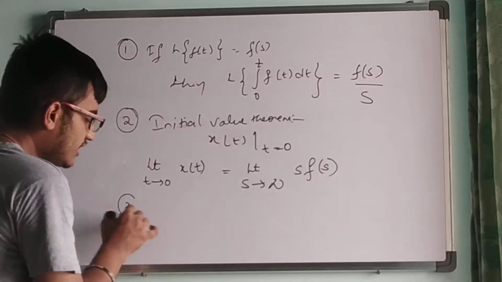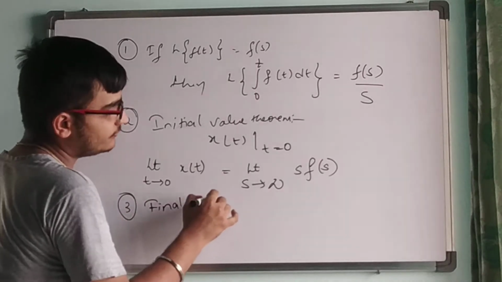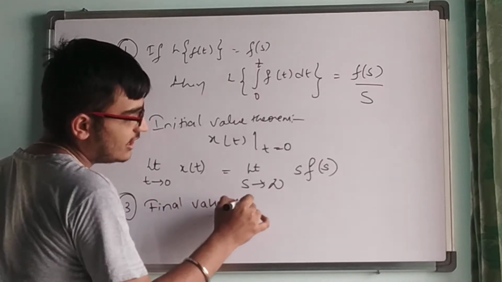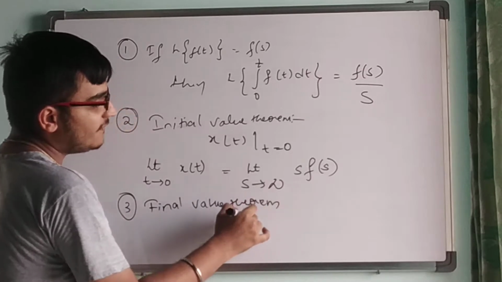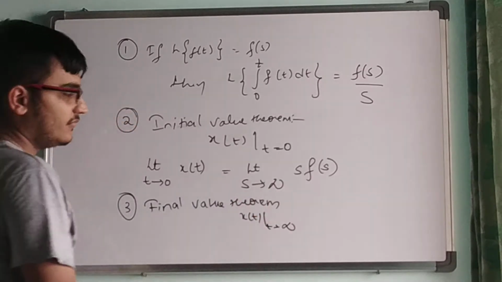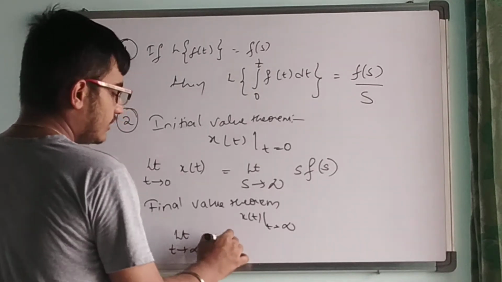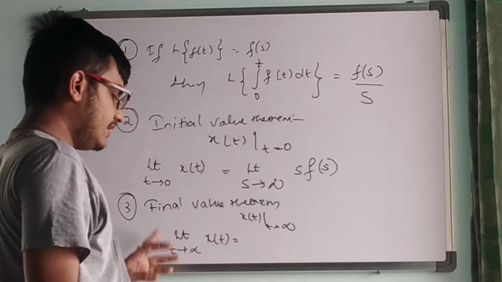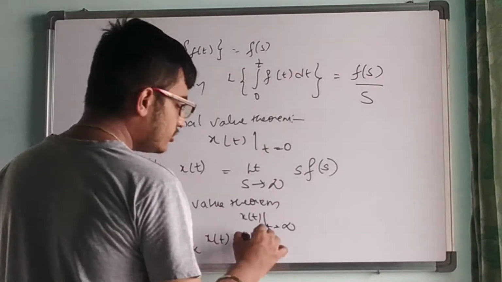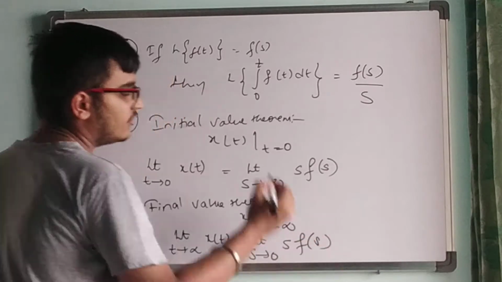Next, if you want to determine the final value, that is the final value theorem, that is if you want to determine the functional value x of t at t is equal to infinity, that is limit t tends to infinity, x of t, you will calculate using limit s tends to 0, s into F of s.